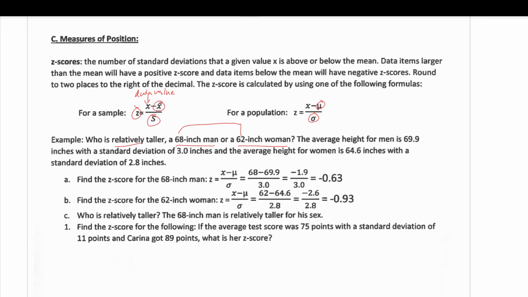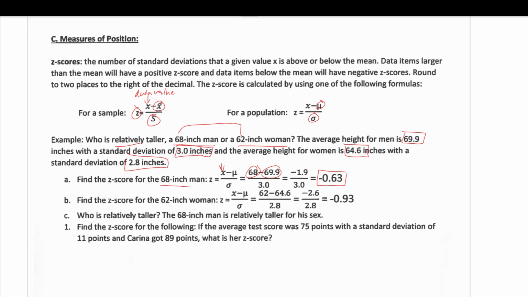So the average height for men is 69.9 inches, and the standard deviation being 3.0 inches. And that's for men. Okay, and then for women, the mean height is 64.6 with a standard deviation of 2.8 inches. All right, so to calculate the z-score for that 68-inch man, well, that's your data value, right? Your x, that's the 68. You subtract off the mean, which is 69.9, and you get a negative 1.9. Now you divide that by the standard deviation, and that gives you essentially a distance from the mean.